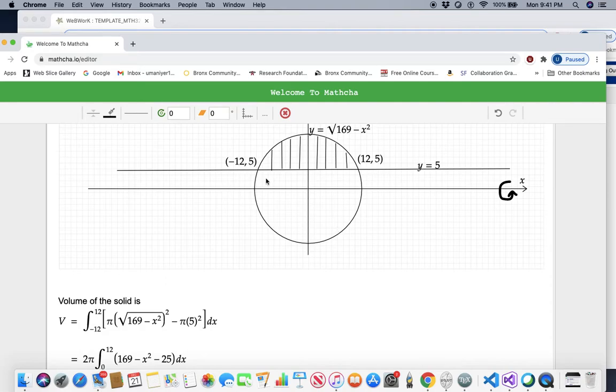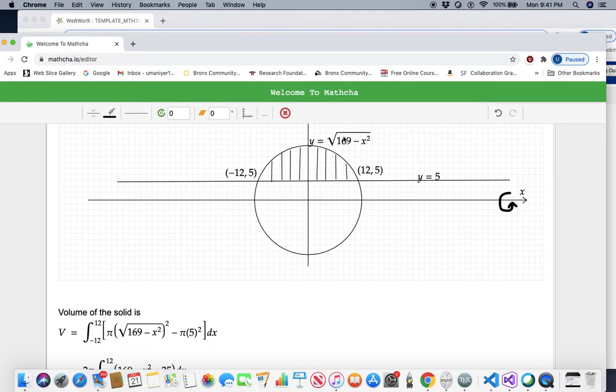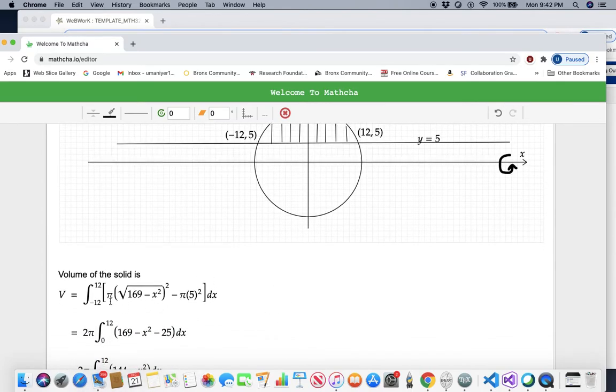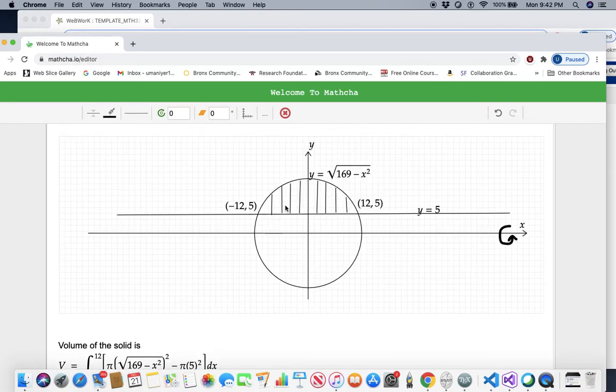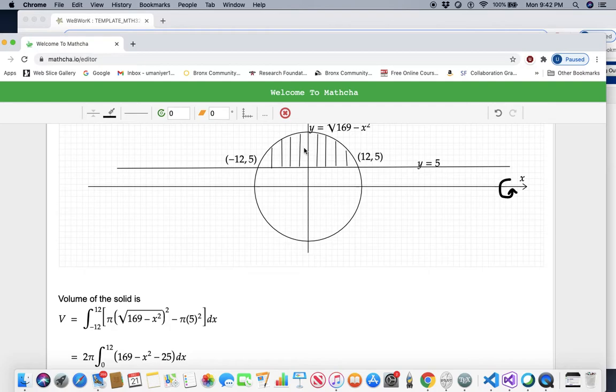So x goes from negative 12 to 12. Outer radius is from here to here, that is the y coordinate, which is square root 169 minus x squared. So pi times radius squared minus inner radius squared. The inner radius is this distance, well, that's y equals 5. So once we have set up the question, it's straightforward. Pi is common. It comes out. Negative 12 to 12. By symmetry, I only take the right half, 0 to 12, and double that area. You see, that's twice of this.